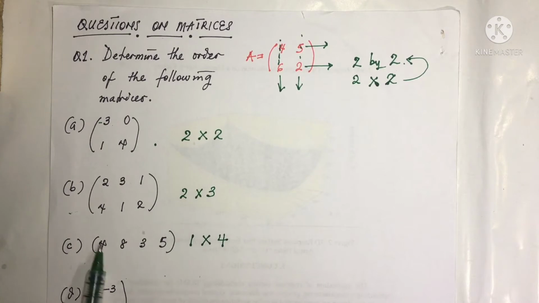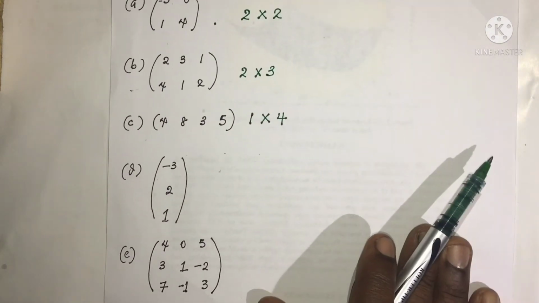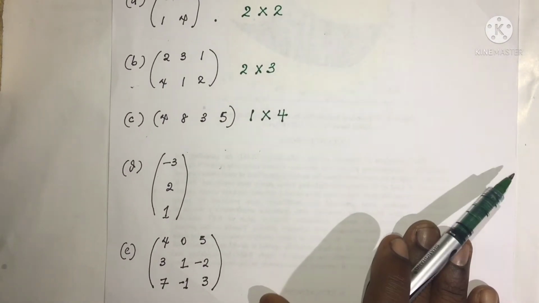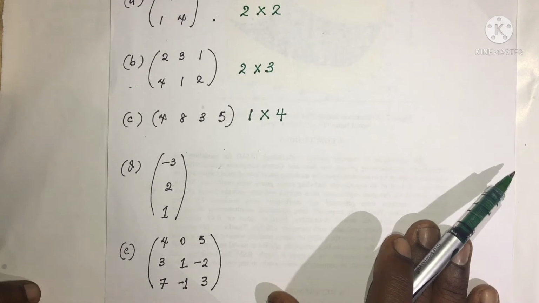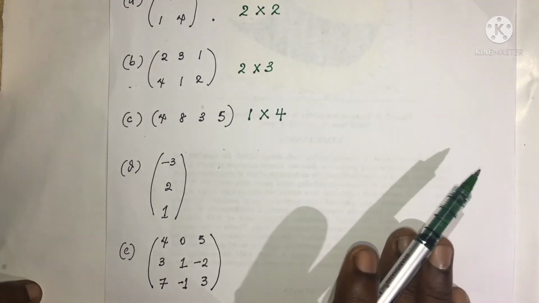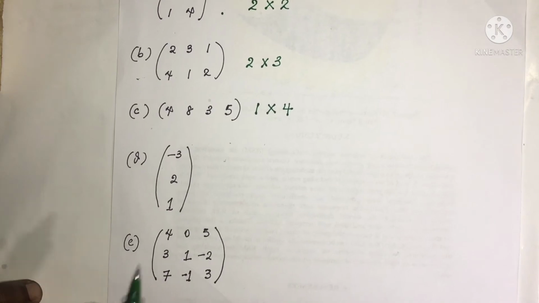In its column, you have 4, 8, 3, 5, occupying 4 different columns, but the same numbers occupying the same row. Now let's go to the fourth question. What could be the order of this matrix? This matrix, like we discussed in my video on matrices, is a column vector or a column matrix.